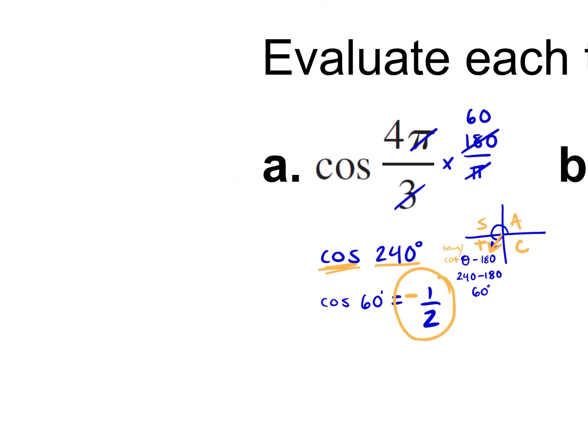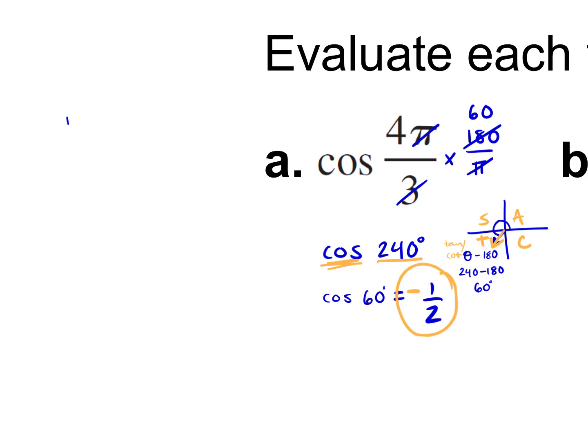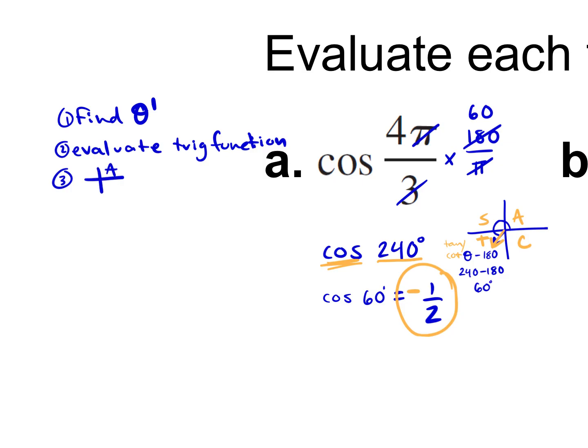So the first thing we want to do is find the reference angle. Second thing we do is evaluate the trig function. And then the third thing we do is evaluate the sign, or figure out what sign we are. All students take calculus. Find the sign.